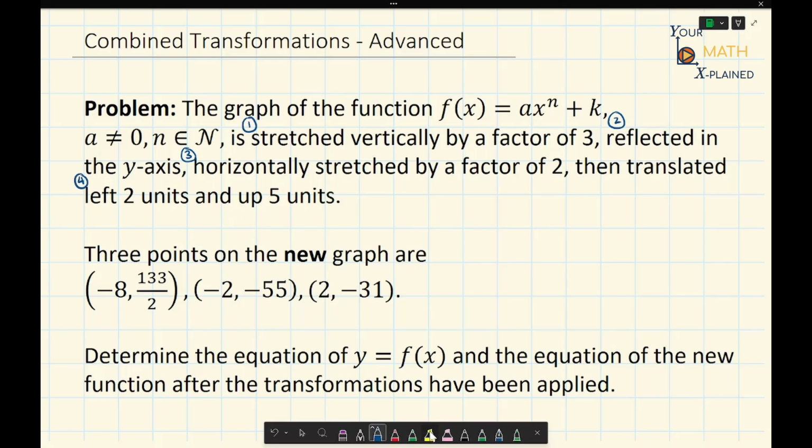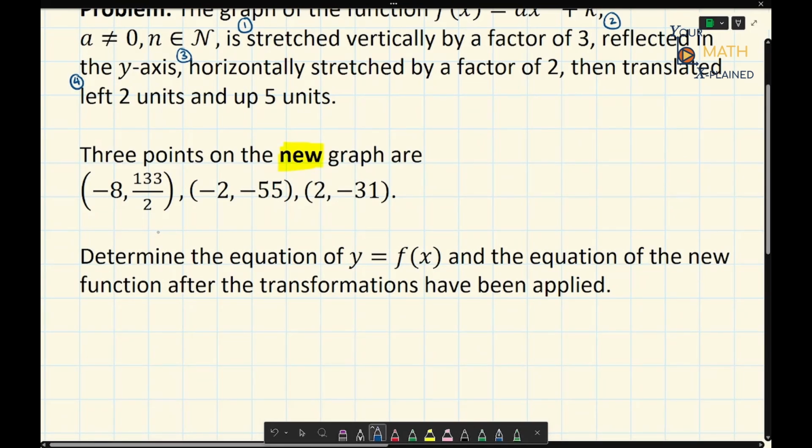Now, after those transformations have happened, these are the 3 new points, and note that these are the points on the new graph. So we want to determine the equation of the original function f of x and the equation of the new function after the transformations have been applied. What this means is that we need to reverse engineer the entire process to get the 3 points that were on the original graph. In order to do that, we need to perform the 4 transformations, but in reverse order, as well as in the opposite direction. So let's go ahead and write down those first.